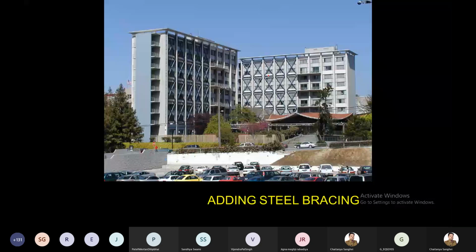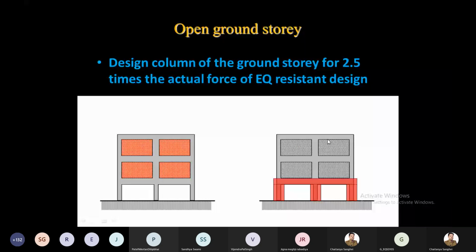If somebody says, okay, I don't want to go for bracing or a shear wall, then definitely the code does not allow it. The code says that you have to design the ground story column for 2.5 times the earthquake force, right? When you design for 2.5 times the force, the size of the column will become bigger, the stiffness will increase, and the difference between the stiffness of the first story and the ground story will become almost negligible, and the soft story effect can be avoided.